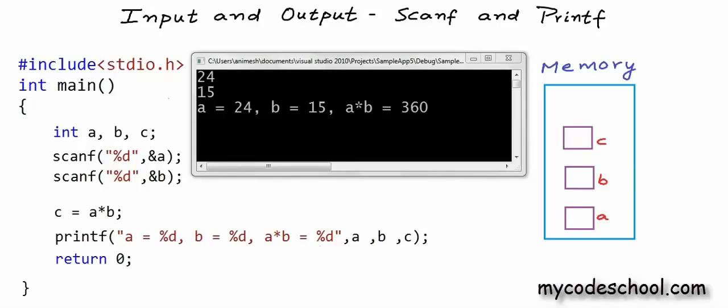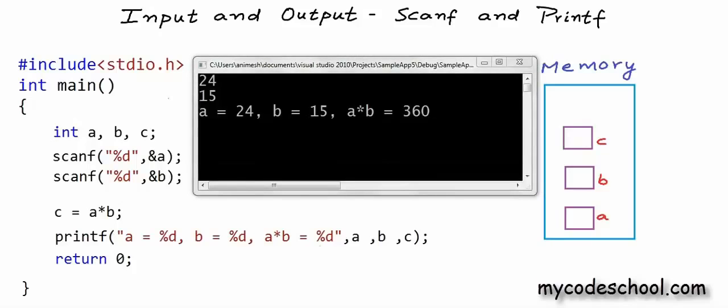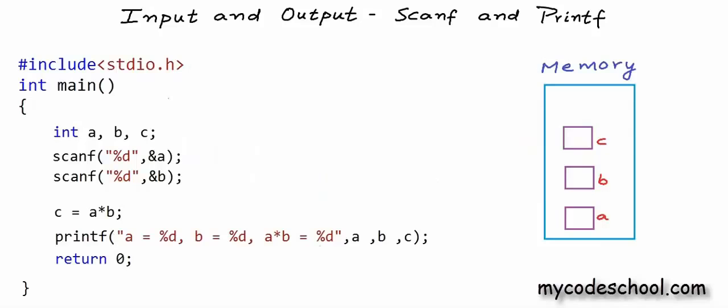What has happened here is that when we have entered the first number corresponding to the first scanf, this number has been filled in A, and when we have entered the second number corresponding to the second scanf, this number has been filled in B. So as we can see, scanf can be used to read input from program's command line or console. Corresponding to each %d in string constant passed to scanf, we must have another argument that should be a variable of type integer preceded by an ampersand. And the value read for this %d will be filled in this variable.